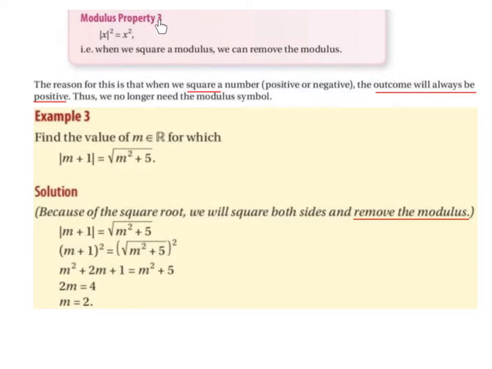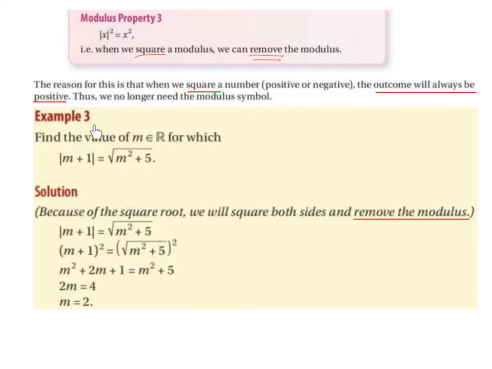Modulus property 3. The modulus of x squared is equal to x squared, i.e., when we square a modulus, we can just remove the modulus. The reason for this is that when we square a number, positive or negative, the outcome will always be positive, because a plus by plus is a plus, and a minus by minus is a plus. So when we square something, no matter what it is, the outcome will always be positive. Thus, we no longer need the modulus symbol.